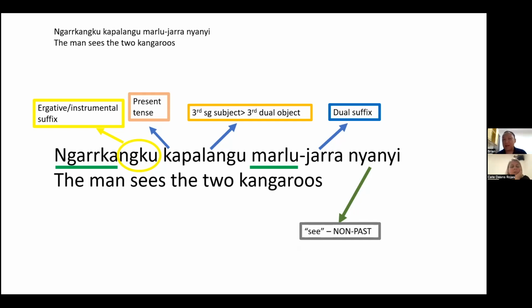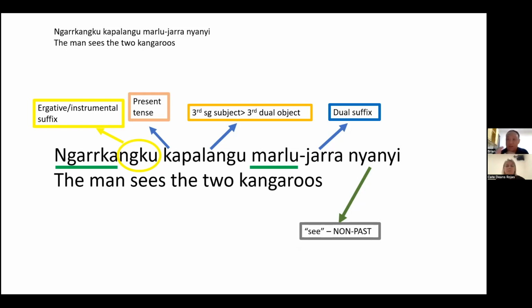So the case system: naruka means man. The ungu is the ergative or instrumental. It shows that the man is doing the action. All right, so that's linked to the man. So kapalangu, of course, shows present tense, and it shows that the man is doing something to two things. What are the two things? The next word, marlu kiara. Marlu is kangaroo. Kiara is a dual suffix.